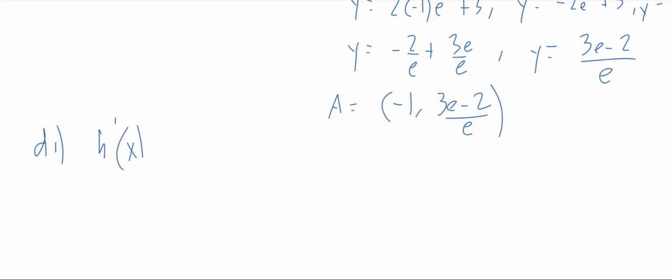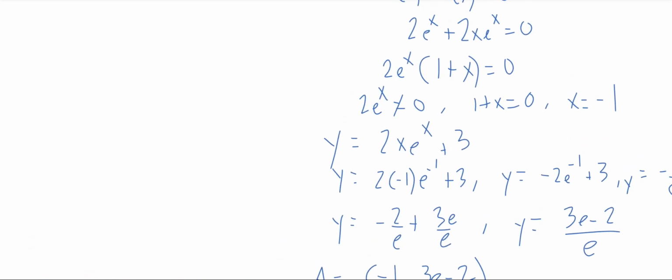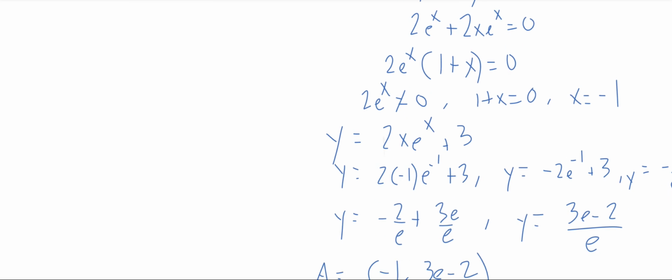h dash x is 2e to the x plus 2x e to the x. So h double dash x, differentiate again. So 2e to the x stays the same. You differentiate it, becomes 2e to the x plus, and we've already differentiated this in an earlier part of the question when we differentiated 2x e to the x using the product rule, and we got for that 2e to the x plus 2x e to the x.